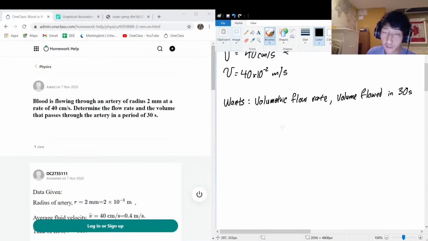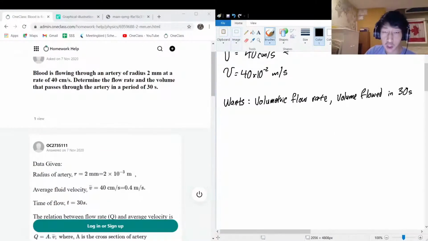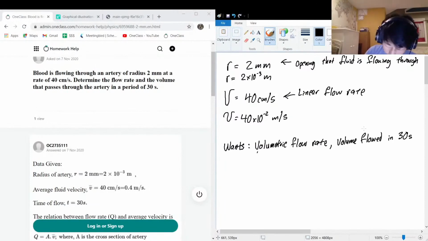So we want our volumetric flow rate. I wonder what they use for the variable here. They used capital Q for volumetric flow rate, so we can use the same. The variable that you use is not particularly important. What's important is that you keep it aligned in your head. Don't all of a sudden think that Q now means charge.